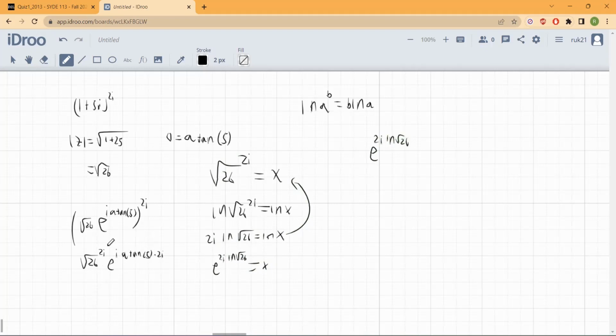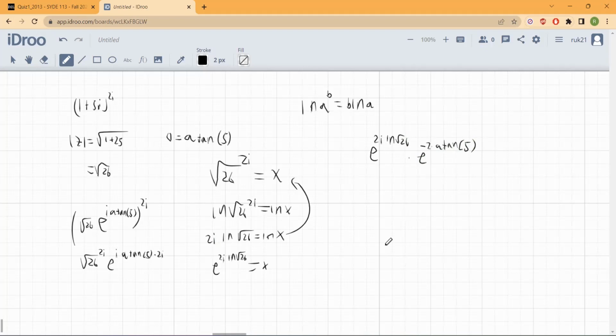And then for this part over here, if I multiply i by i, it's going to be -1. i squared is -1. And so that's why we're going to have times e to the -2 times a tan of 5. Great. So now this is going to be our new theta because we have i over here, and this is going to be our modulus.